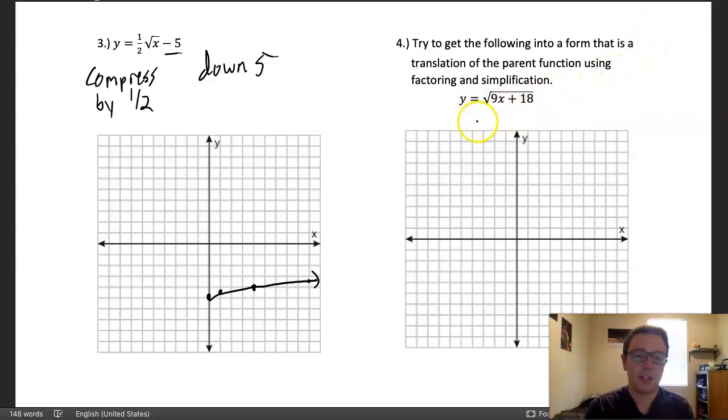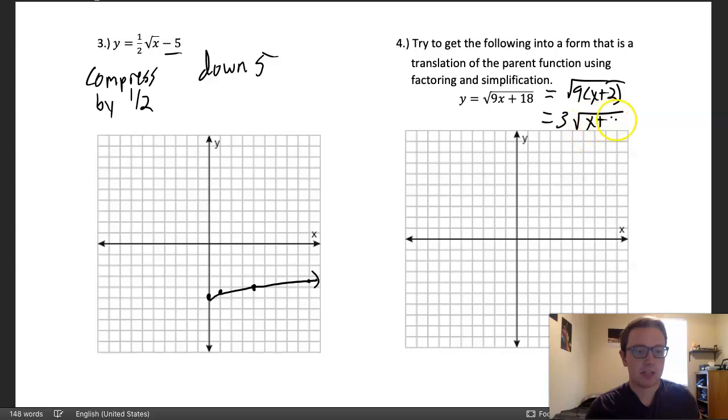Well, we have two terms here which both have a 9 in it. We could factor this to read the square root of 9 times x plus 2. From here, we could take the square root of 9. Square root of 9 is going to be 3, and then we're left with our x plus 2 on the inside. So that might show up where you have to factor out some value and take the square root. So the square root of 9x plus 18 is the same thing as 3 square root of x plus 2.